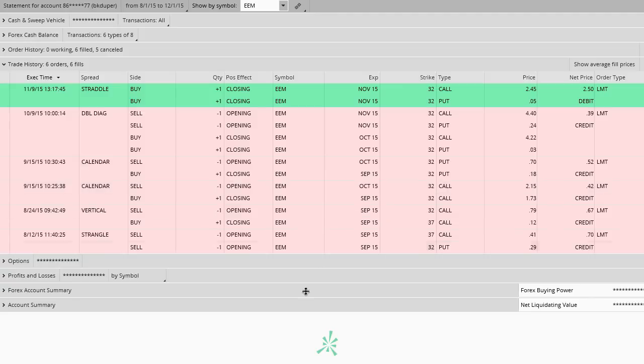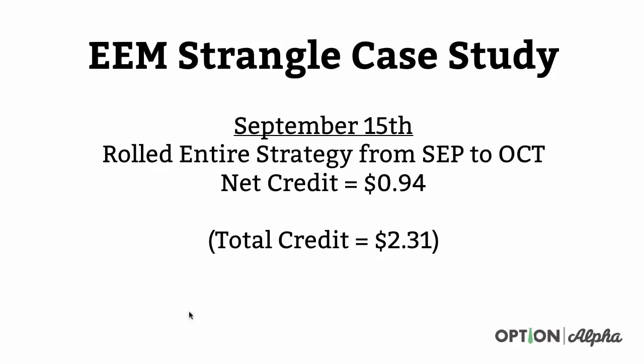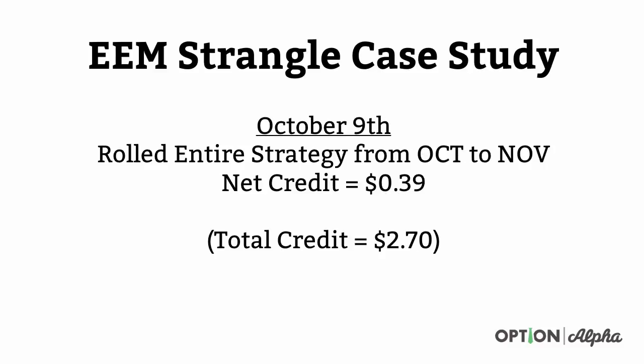So we didn't change the strike prices. We didn't do anything with that. We just rolled the contracts from one month to the next, took in a total credit of $94 on that roll. Now, as we went closer to October expiration, we again rolled the entire strategy out from October to November.